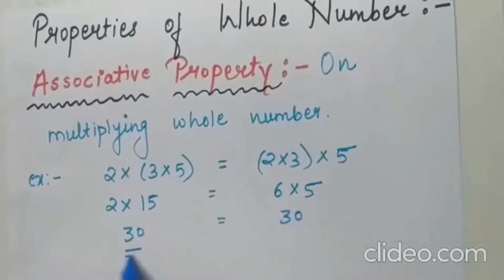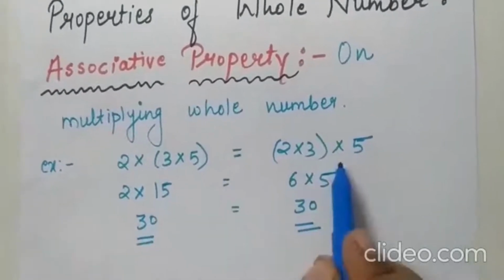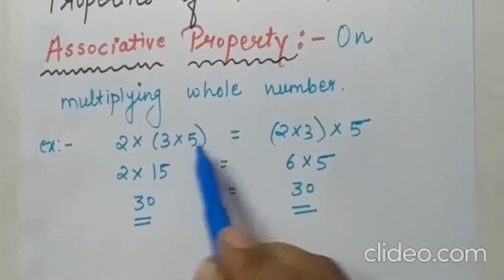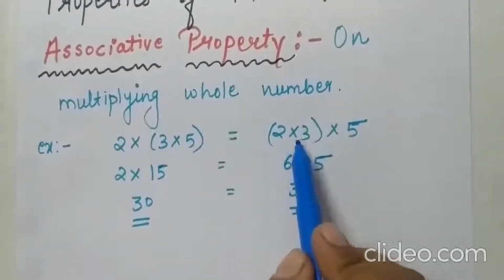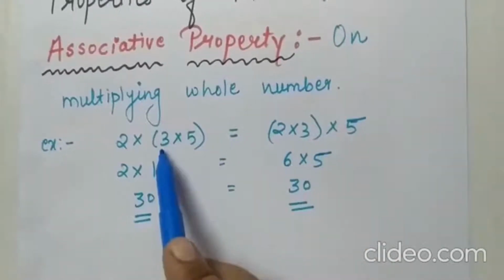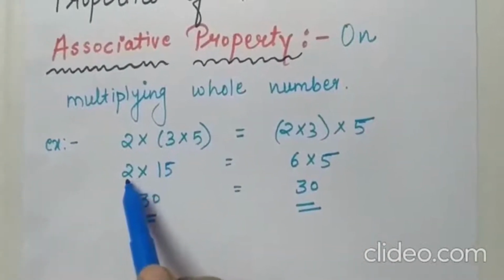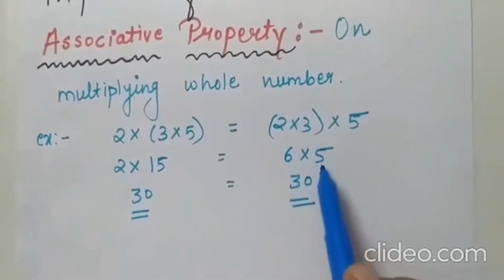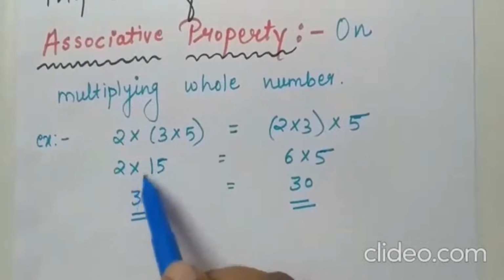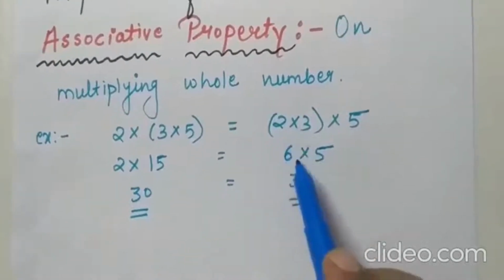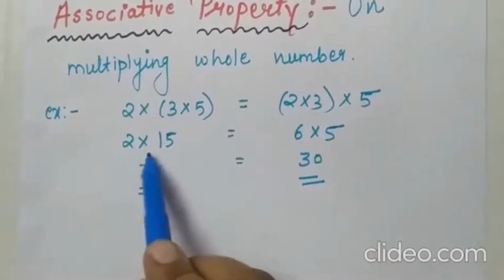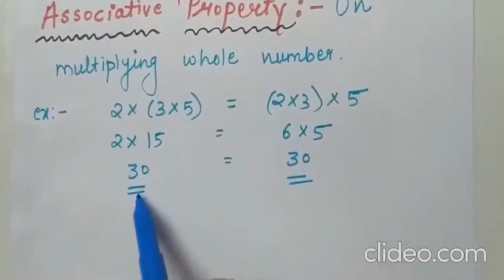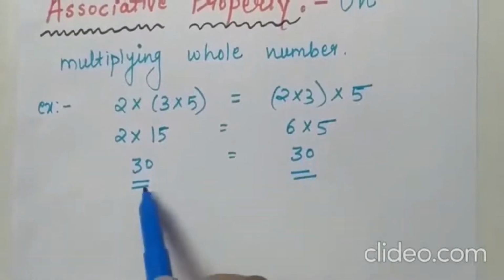Now we can see that we had taken 3 different whole numbers and grouped them in a different manner. Here I had taken 2 numbers and here also I had taken 2 numbers and grouped them. First I multiplied this and then I multiplied with 2. Here also first I multiplied this, then I multiplied by 5. So 5 3s are 15, 2 into 15 is 30. 3 2s are 6, into 5 is 30. Here we got different multiplications, 2 into 15 and here 6 into 5, but the result which I got is the same, that is 30 and 30.